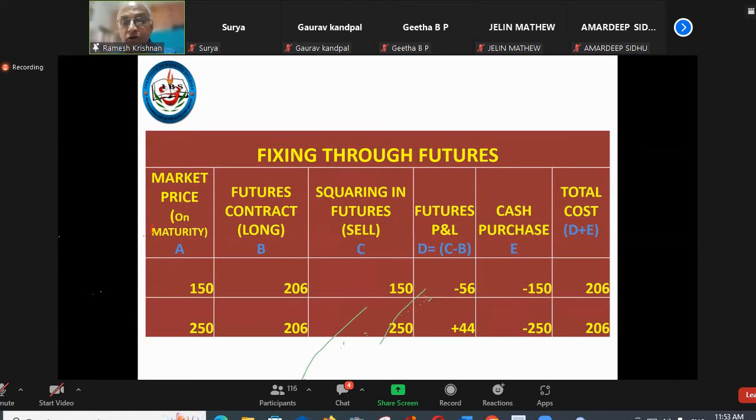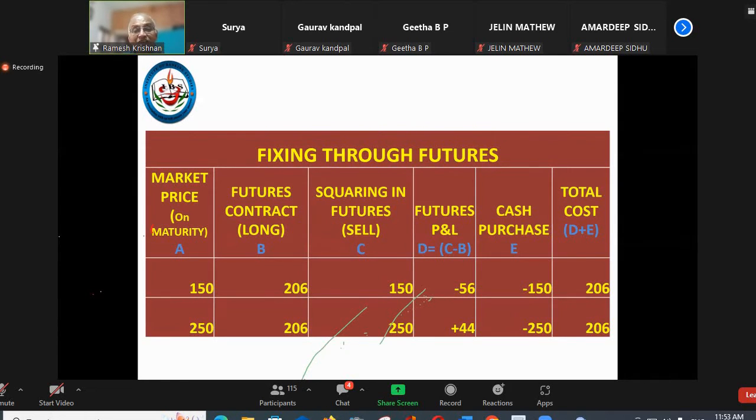So your total cost becomes P&L on the futures exchange, 56, minus the actual cash given for cement, 150, which is 206. Just the opposite when the price has gone up, in column A, it is 250. Second scenario, 250, prices going up, but your cost is remaining at 206 because the futures exchange compensates you with 44 rupees, that price gain. So this is how you lock into a price. That is what I want you to understand.